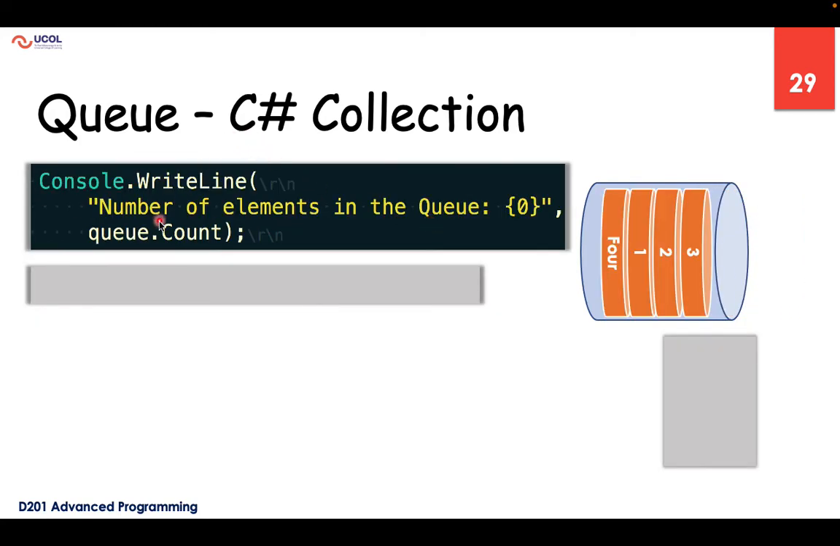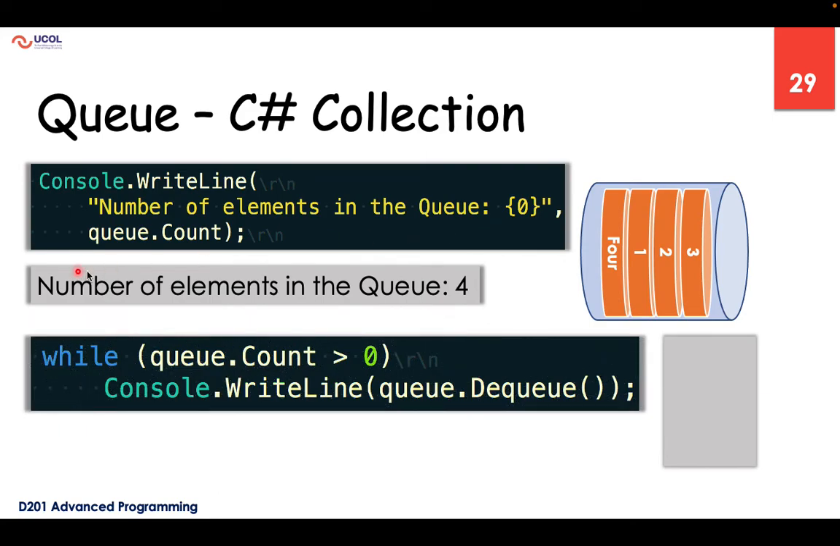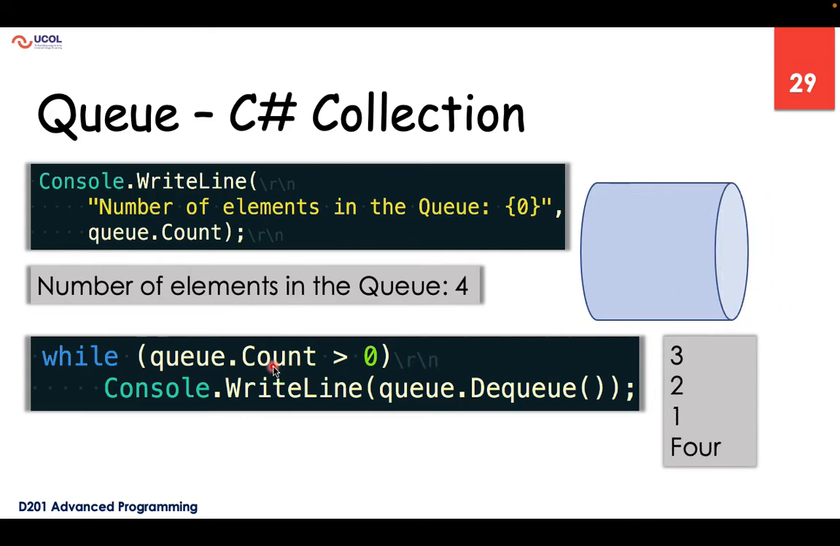So here we write to the console the number of elements in the queue. It will give me 4. Then we say while queue.Count is greater than 0, unless and until that count is greater than 0, we are dequeuing and printing the elements on the screen. Once it becomes 0, it means there is no more element present in the queue, and that loop will finish.